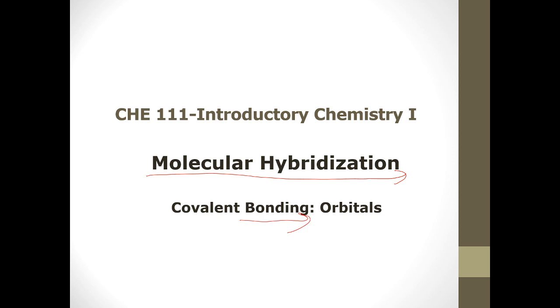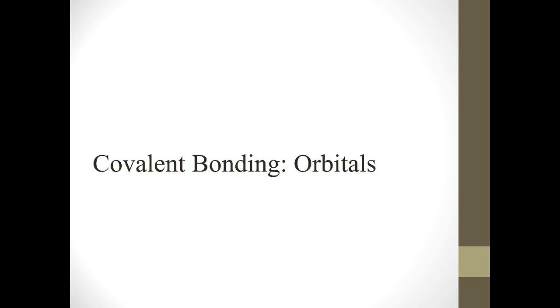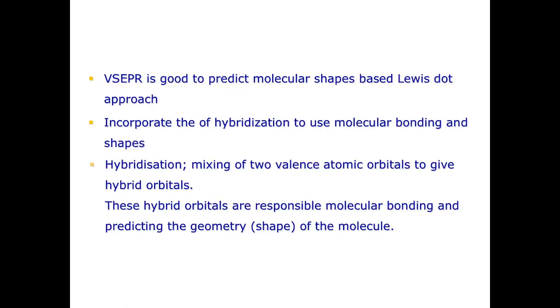One thing that you note is that hybridization involves orbitals. We'll get to understand that in detail as we continue. Now, just a quick recap. We used the repulsion theory to predict the shape of the molecule based on Lewis's approach. But now we'll use hybridization to explain molecular bonding and the shape of the molecule. The most important thing now is to explain what hybridization is.